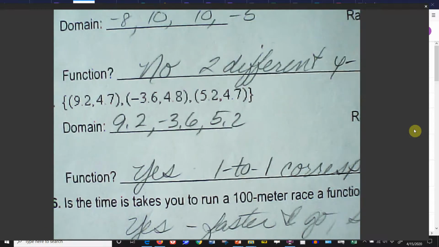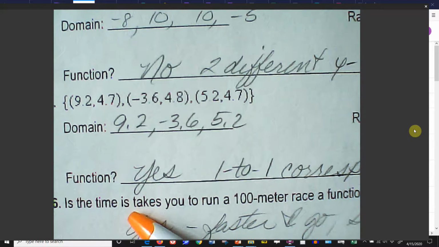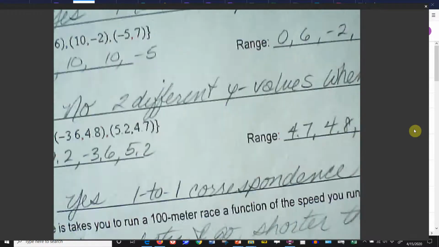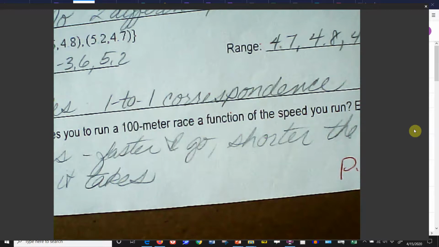Now the next one you get to, and you go, I don't even know what they're asking, right? Is the time it takes you to run a 100-meter race a function of the speed you run? In other words, does how long it takes you to run depend on how fast you go? Well, yeah, it does, definitely, right? Because the faster I go, the shorter the time it takes.